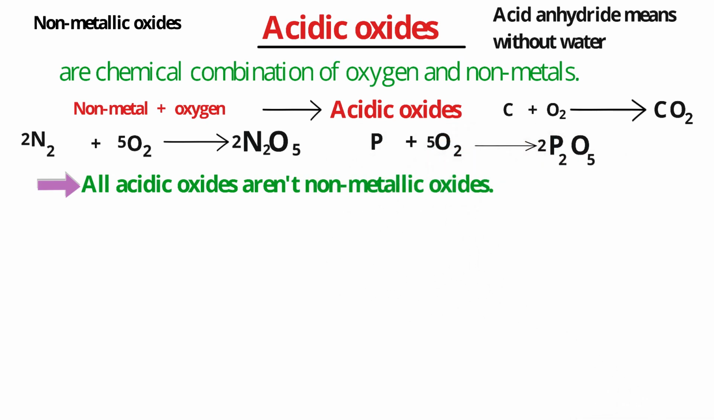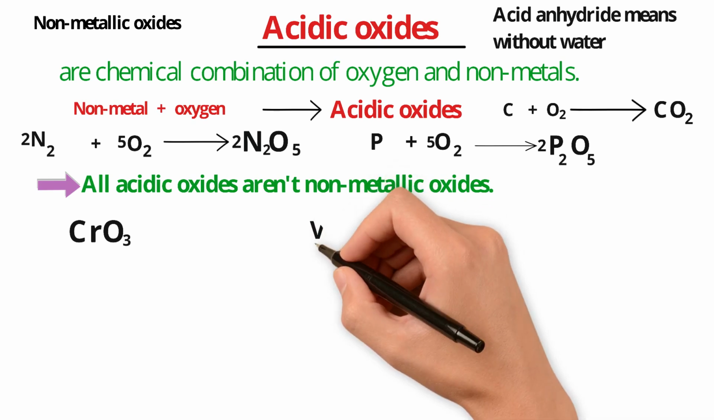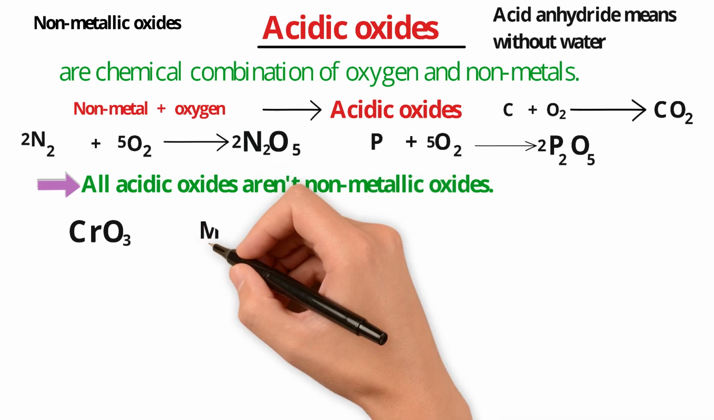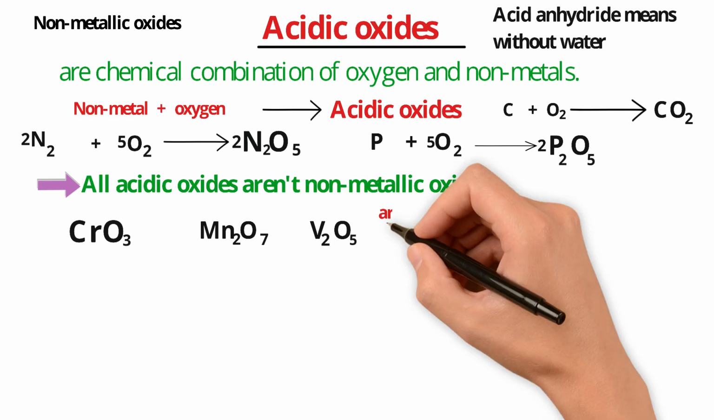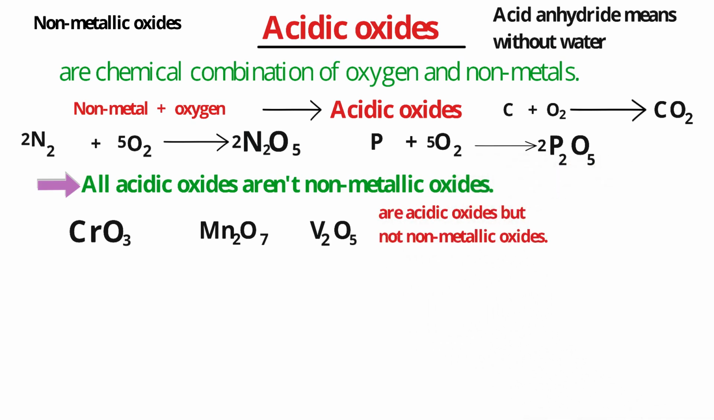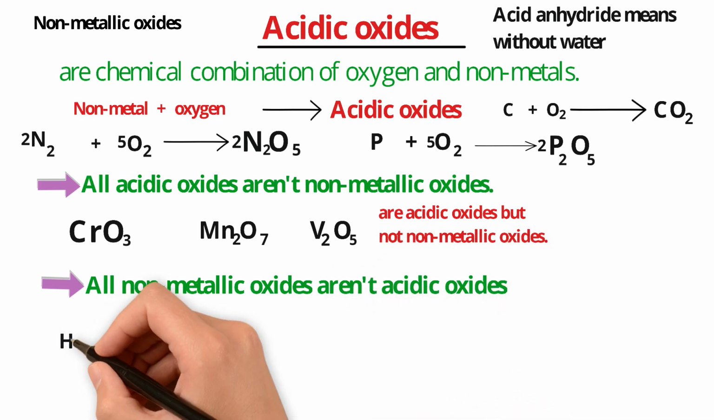Not all acidic oxides are non-metallic oxides. For example, chromium oxides, manganese pentoxide, manganese heptoxide, and vanadium pentoxide are acid oxides, but not non-metallic oxides.